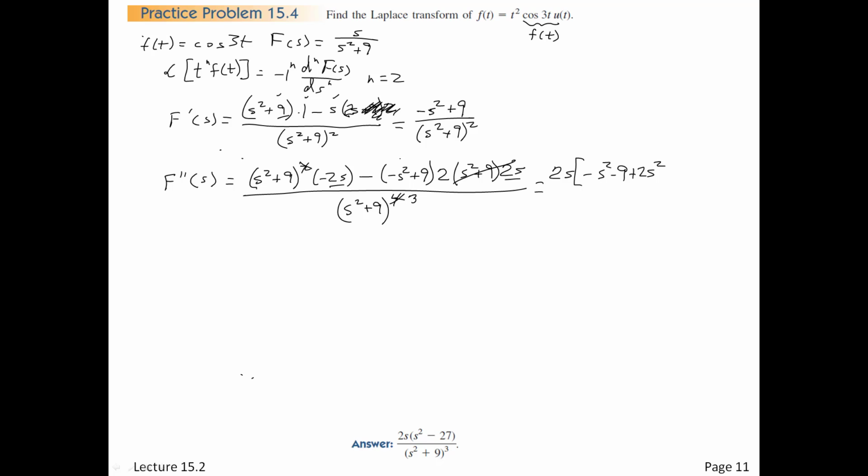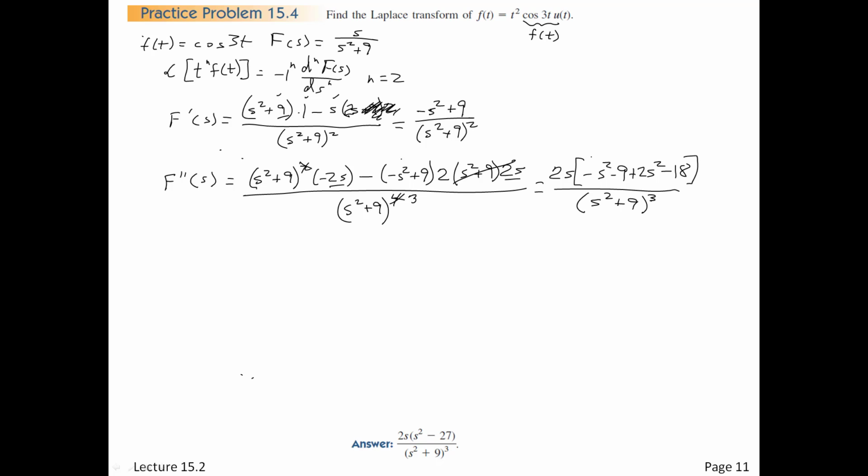Okay, that accounts for that term. And then I've got 2 times 9 with a minus sign hanging in there. So that looks like minus 18. Don't know where all this is going just yet, but it's something. Over s squared plus 9 to the 3rd. Whoa. So what is this?